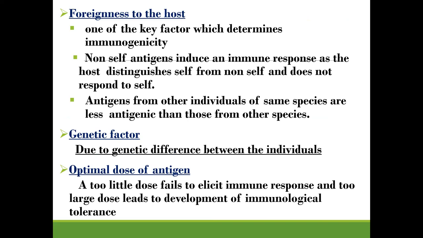And foreignness to the host is the key factor which determines immunogenicity. Non-self antigens induce an immune response as the host distinguishes self from non-self and does not respond to self. Antigens from other individuals of the same species are less antigenic than those from other species. Genetic factor, due to genetic differences between the individuals. And finally, optimal dose of antigen. Too little a dose of antigen does not elicit immune response, and too large a dose leads to the development of immunological tolerance. And that's all for antigens.